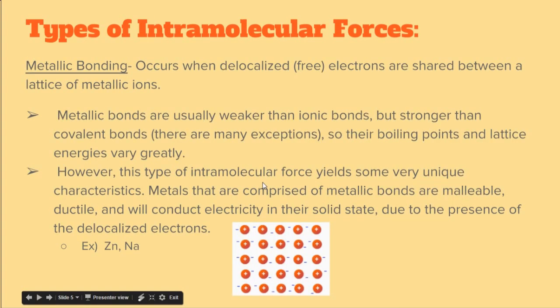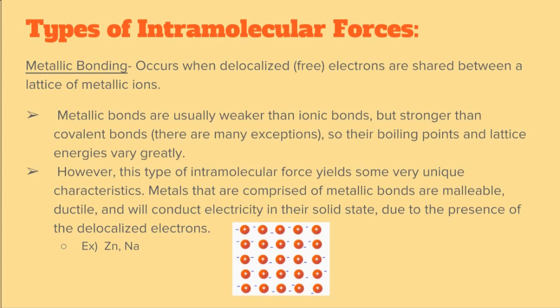Third type of intramolecular force, metallic bonding. This occurs when free or delocalized electrons are shared between a lattice of metallic ions. So that's tough to explain, and it's not really touched upon in our curriculum, but it's still important to know, I think. These bonds are usually weaker than ionic bonds, but stronger than covalent bonds. I say usually because there are a lot of exceptions. So their boiling points and lattice energies vary a lot.